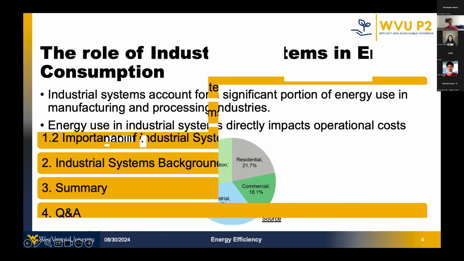To get us started, let's look at the role of industrial systems and energy consumption. So industrial systems are responsible for a significant portion of energy use in manufacturing and processing industries. Whether it's powering machinery, or lighting, climate control, all of these systems are the heart of your facility energy demand. So this energy use directly impacts your operational cost, often making up a large percentage of facility expenses. But this is not only about cost. How efficiently we manage this energy also plays a crucial role in sustainability efforts, reducing the carbon footprint and meeting regulatory requirements. So in the following sections, I'll explore how to optimize these systems.